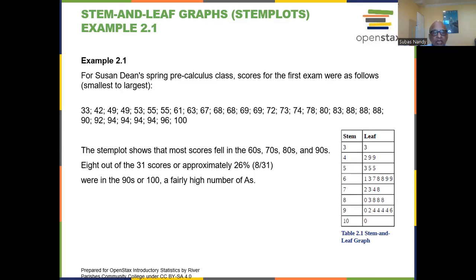So 8 out of the 31 scores, approximately 26%, were in the 90s or 100, a fairly high number of A's. So you look at the stem 9, how many entries are there? There are 7 leaves there in the stem of 9. And in the stem of 10, there is 1 leaf. So total in stem 9 and stem 10 are 1, 2, 3, 4, 5, 6, 7, and 8. 8 out of 31 students got A's, okay?